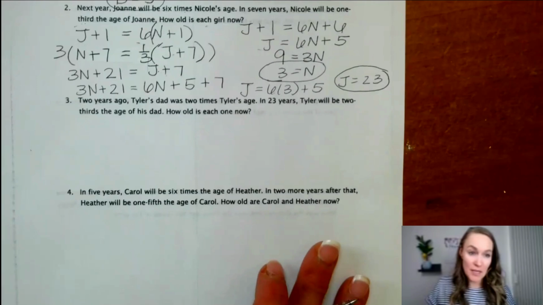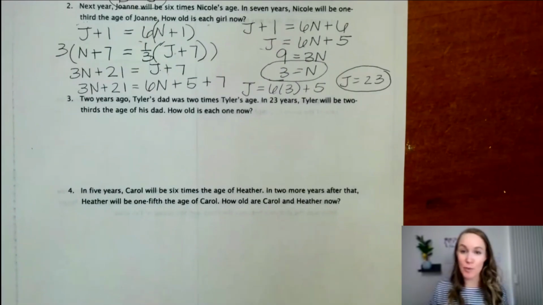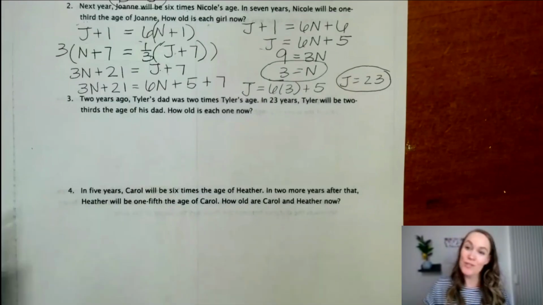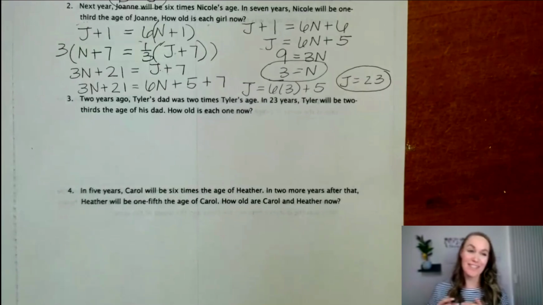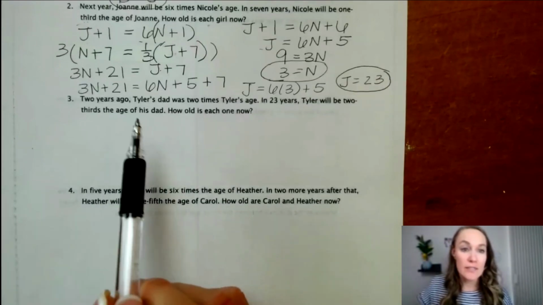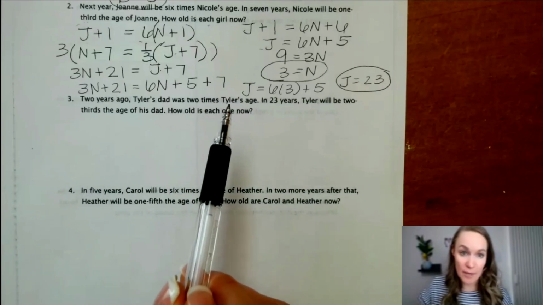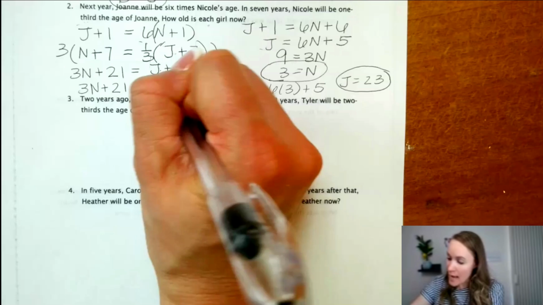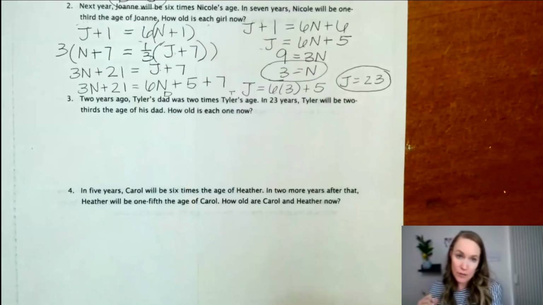Okay, same thing. So we're just practicing these types of equations, and we're going to do the same thing with this next equation. 2 years ago, so subtract 2 years, right? 2 years ago into math, subtract 2 years. Tyler's dad was 2 times Tyler's age. So I'm going to write D for dad and T for Tyler.